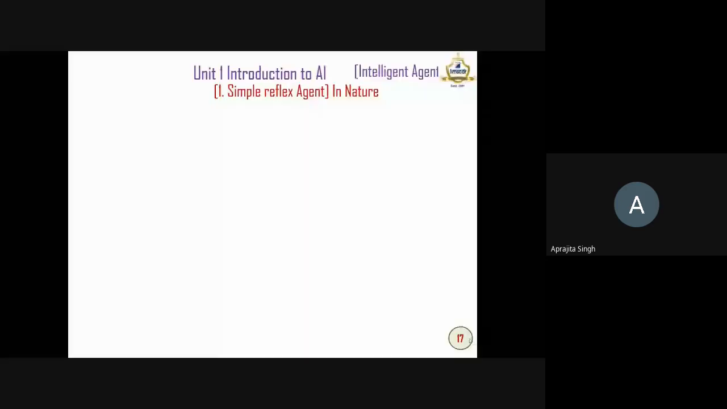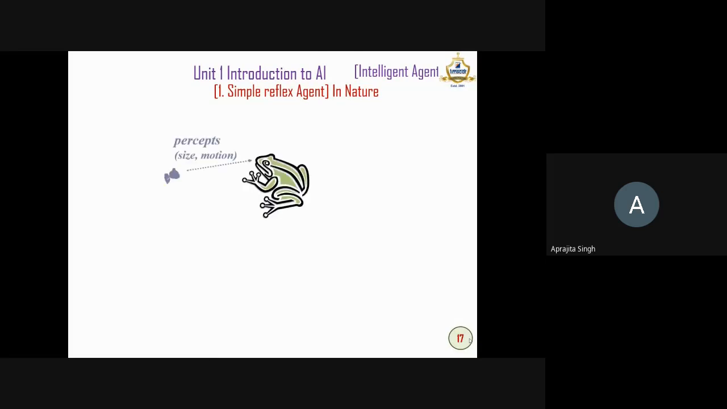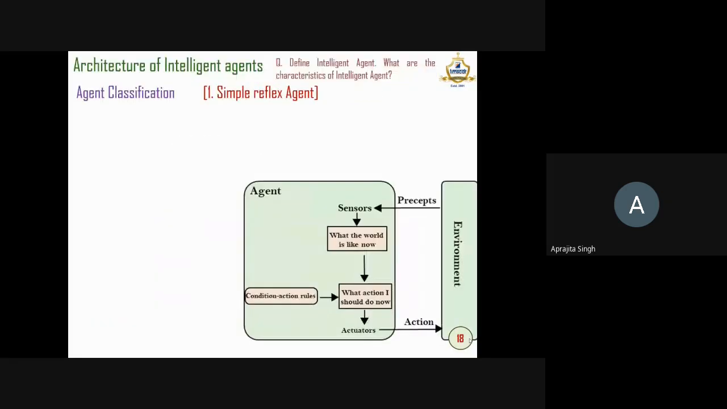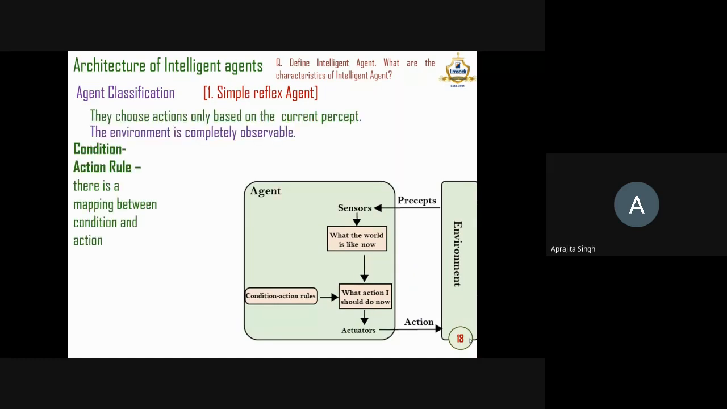Okay, last time what we had studied was various types of intelligent agents. A simple reflex agent, what it is. We talked about what is the real architecture of that kind of agent, simple reflex agent. It uses action only based on the current percept. So whatever information is coming right now, it will just work on that.